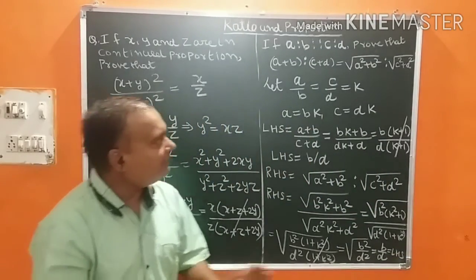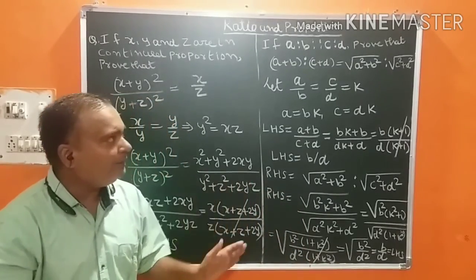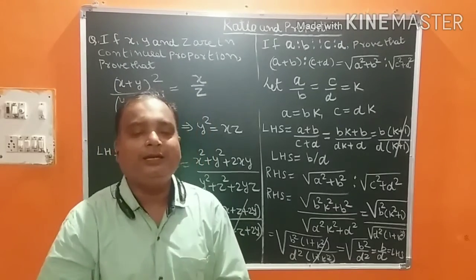So simply like this we can prove such types of problems where a upon b is equal to c upon d, or we can say a, b, c, d are in proportion.